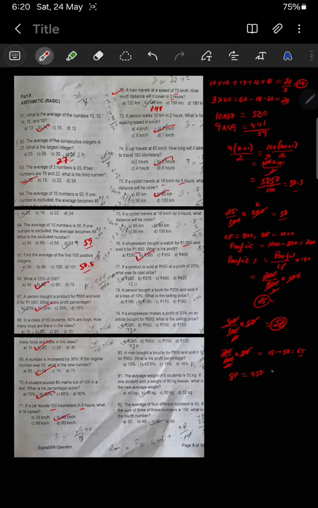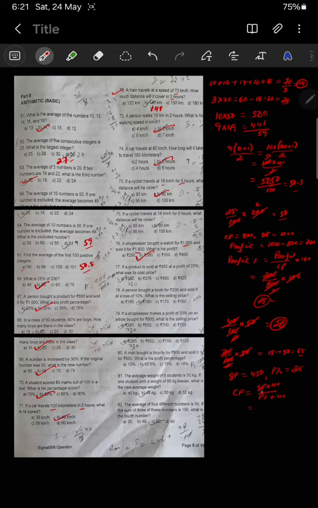Here it is given profit percentage. The profit percentage is also given, how much? 25%. Then next they ask cost price. The cost price formula is: selling price into 100, divided by profit percentage plus 100.